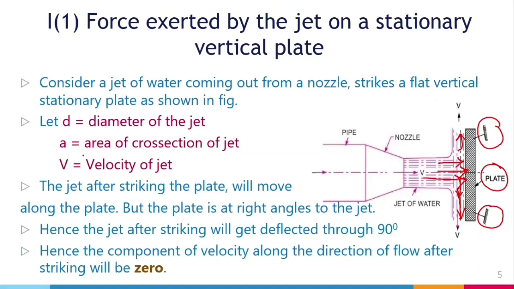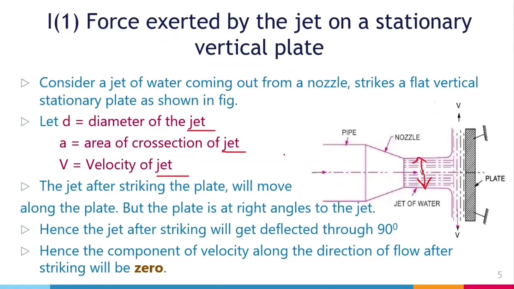Right. So now see here, consider a jet of water coming out from a nozzle, striking a flat vertical plate as shown in the figure. That's what we have seen. Let D be the diameter of the jet, diameter of the jet of water. This one is your D. Next, A is area of cross section of the jet. V is velocity of jet. So remember one more thing guys, we are talking all in terms of jet of water. Nowhere I'm talking about the nozzle, because here we are concerned with jet and the plate.